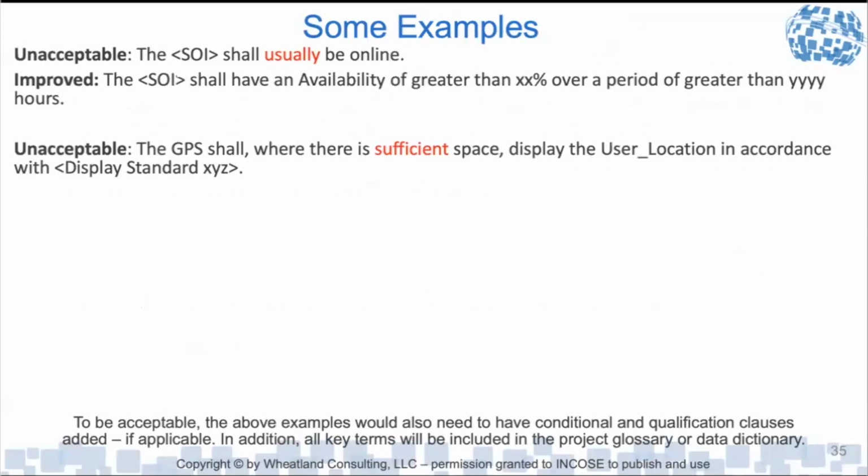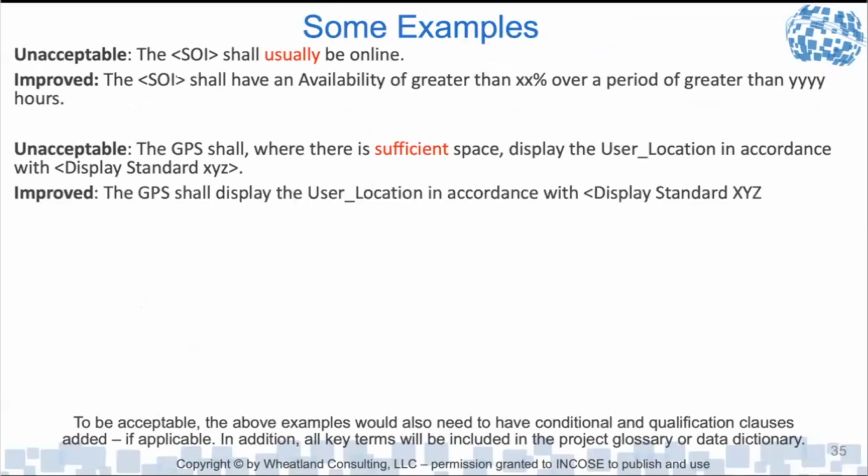The GPS shall, where there is sufficient space, display user location. So do you want to see the information or not? Who determines sufficient? So if you really want that information displayed, just say it. Should display user location in accordance with the display standard.